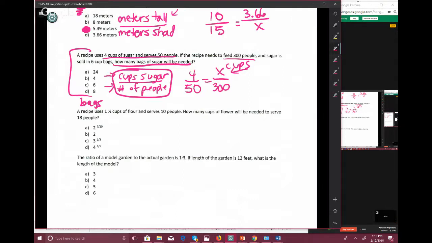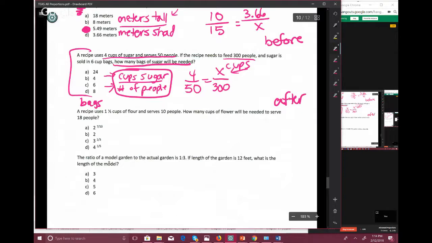However, what they asked for is bags. And the bags, the way that you calculate the bags is based on the number of cups. So it says that there's 6 cups to a bag. So this is where we can recognize this last one we needed to do our conversion before, and this one we need to do it after. So we need to find out how many cups in total in the slot that we need them. Then we can find out how many bags that would be. So we're going to go ahead and do our cross multiplication. 4 times 300 divided by 50 turns out to be 24 cups.